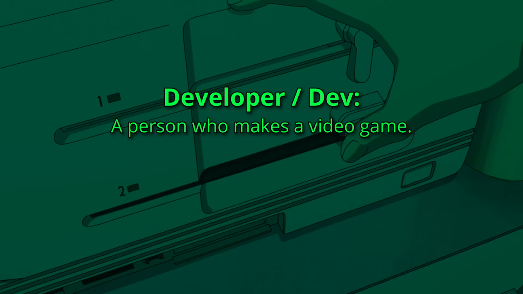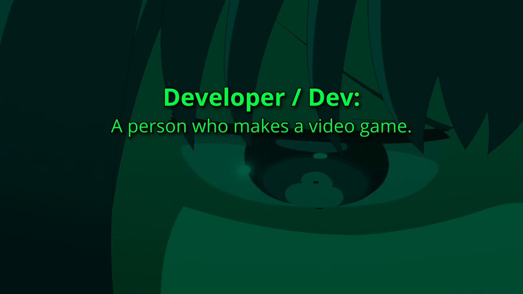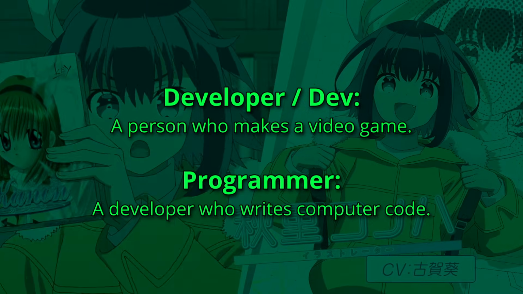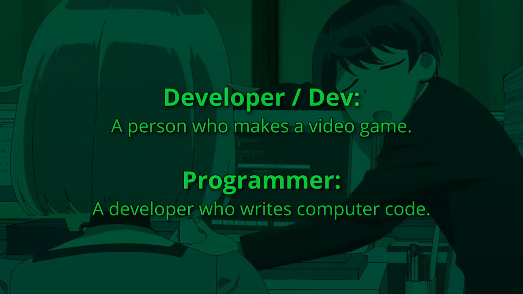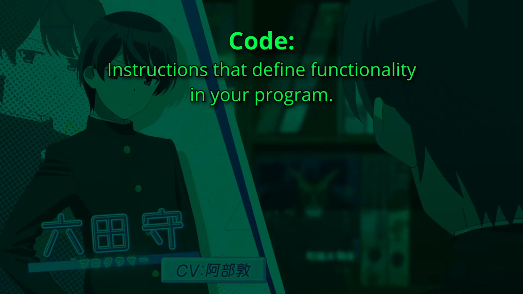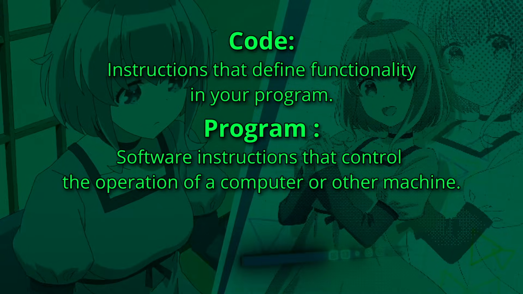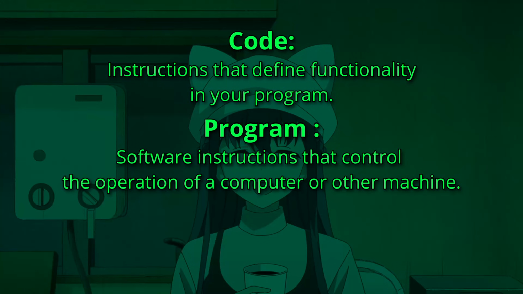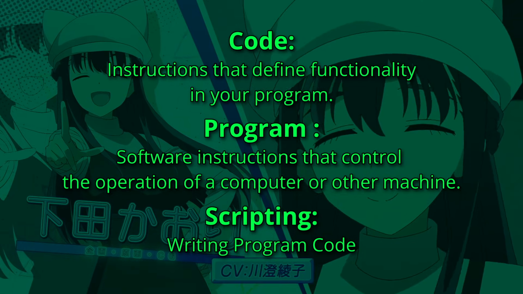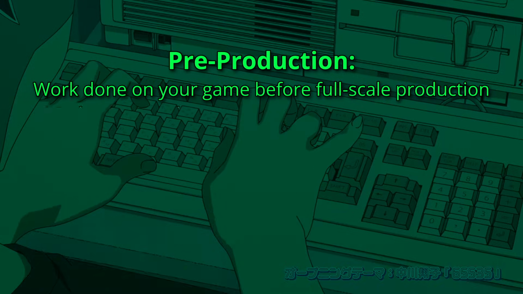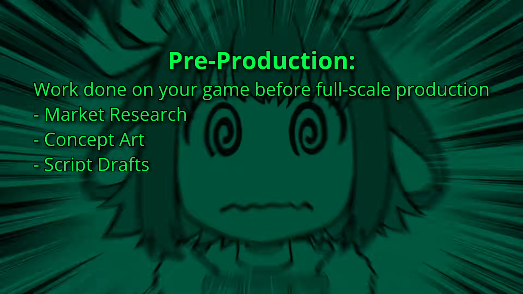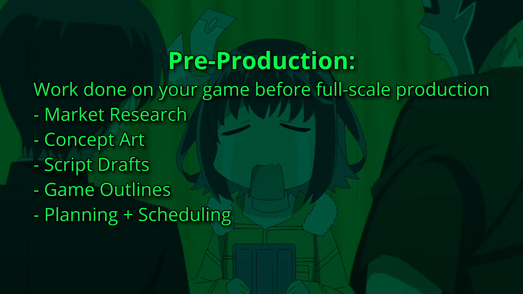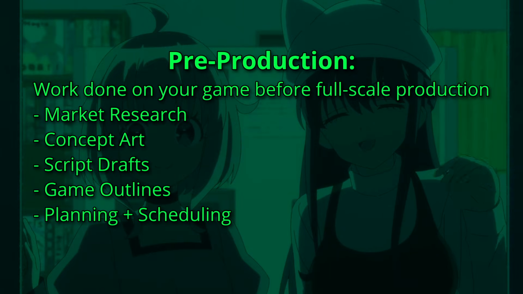If you're making a game, you're called a dev, short for developer. But generally people use the term to refer to programmers specifically, the team members who write code. And code is when you create and define functionality in your program. The program is the thing that actually runs your game on someone's computer. Writing code is also called scripting. Now you'd think that's all you need to know, but there's actually a few stages in the game making process. Pre-production covers everything you do before actually making the game. Market research, concept sketches, drafts, outlines, planning, and scheduling are all things you generally want to do before you enter actual production.